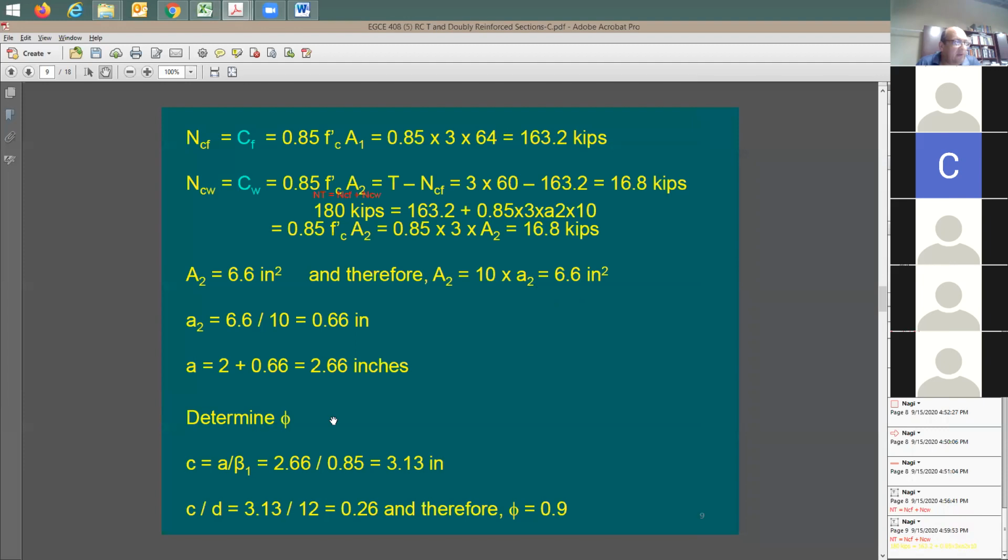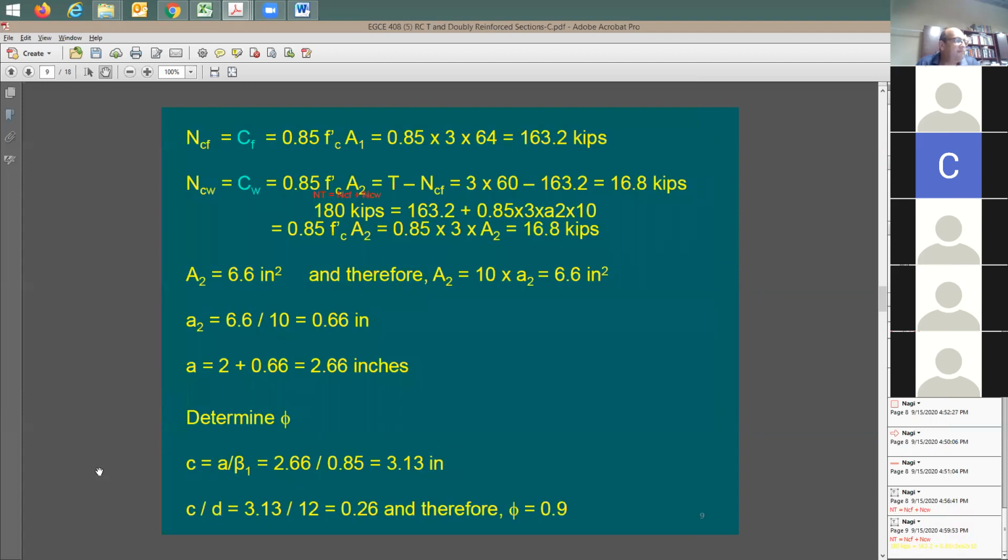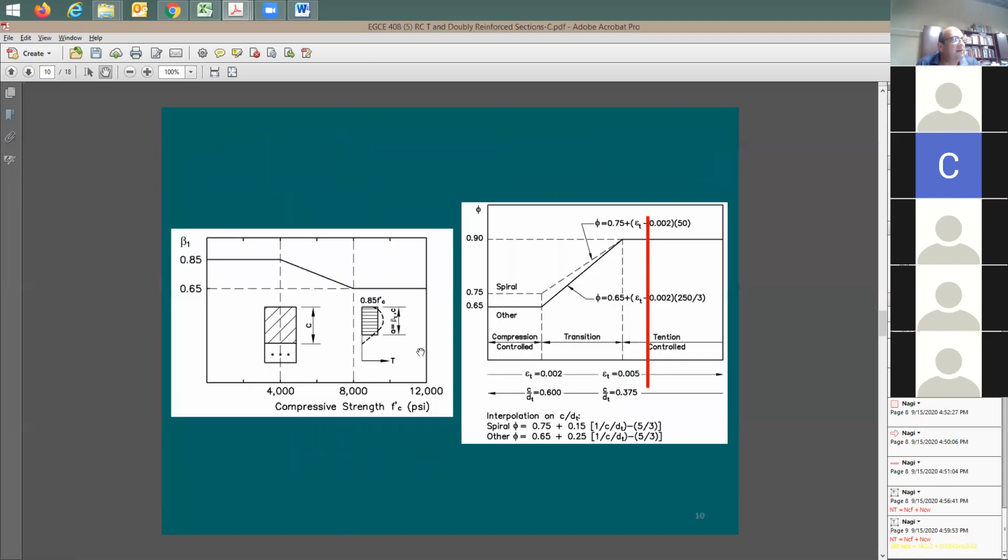How about the phi factor? You can say, well, how much is A? The A lowercase is going to be from here to there, right? And the C, neutral axis depth, which is from this line to the top, is going to be equal to 2.66 divided by 0.85. It's going to be 3.13. How much is C over D? As it says here, you divide by 12, it's going to be 0.26. Let me look here, 0.26, here's C over D.